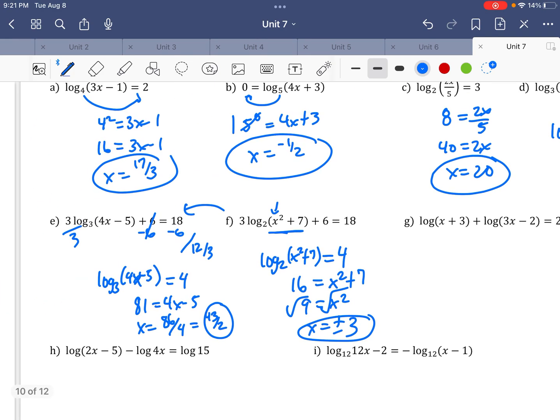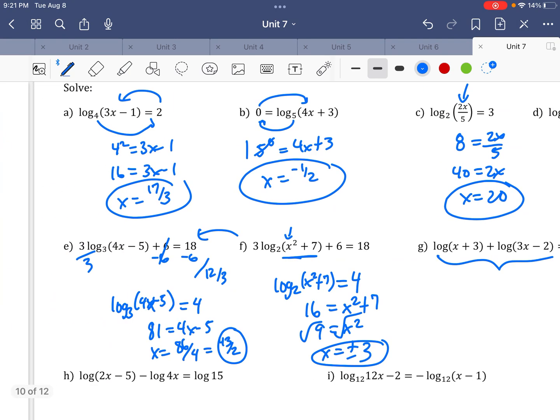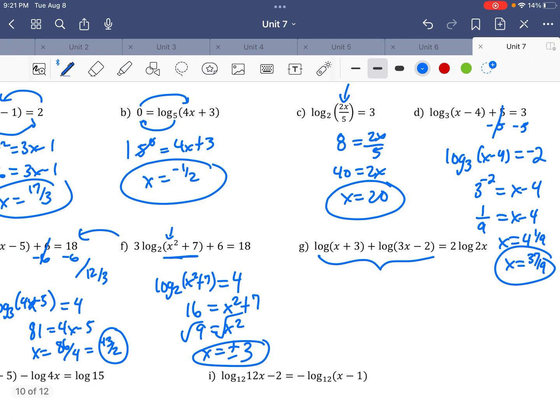All right, so those were all logs and numbers. So now we have a problem here in letter G and also the next one where everything has the word log. So this is where the last lesson comes in. You're going to want to condense. So addition turns into multiplication. So I have log of x plus 3 times 3x minus 2 has to equal log of 2x, and this 2 is going to come up, so 2x squared.